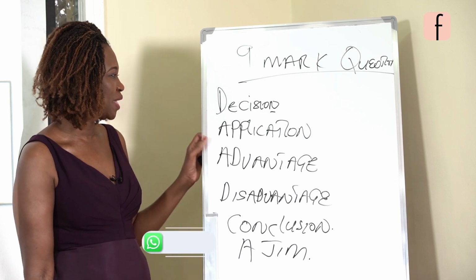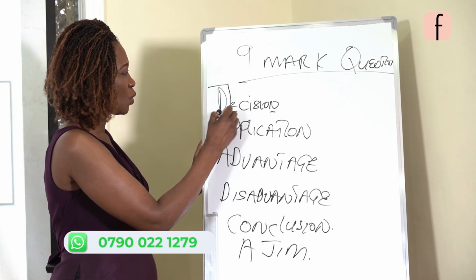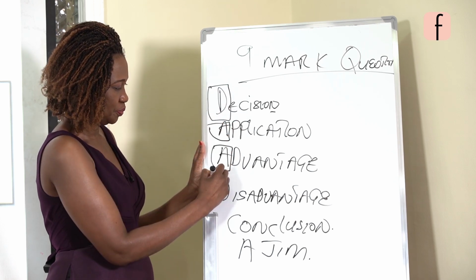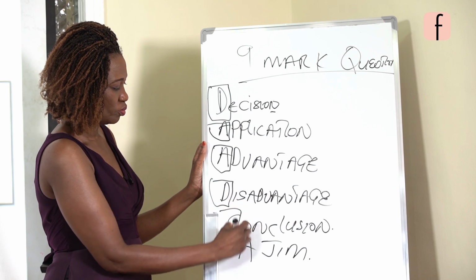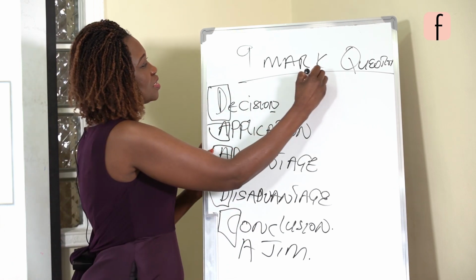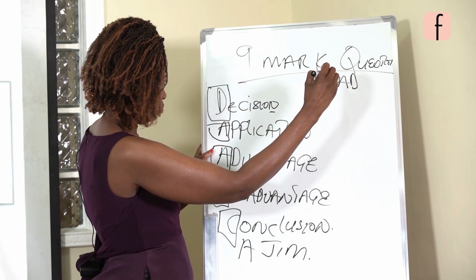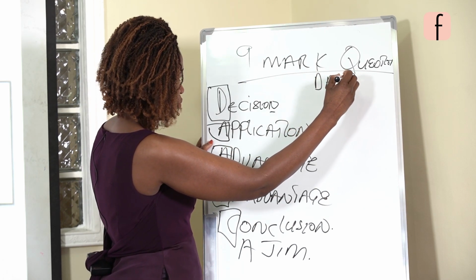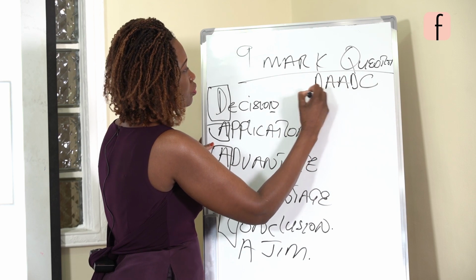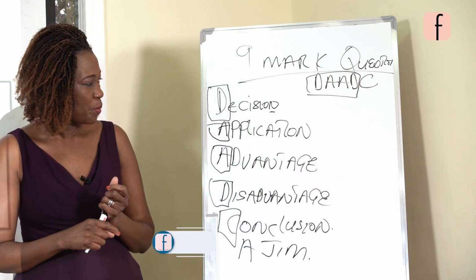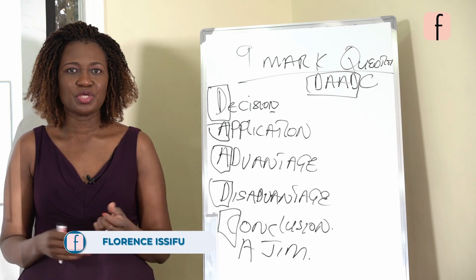One way to remember this is what we call, in Fruit Tuition, DAD-C. DAD-C will give you the way to remember this. 9-mark question, you make the decision.